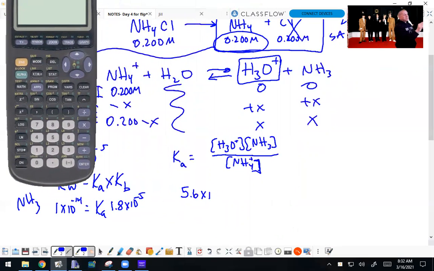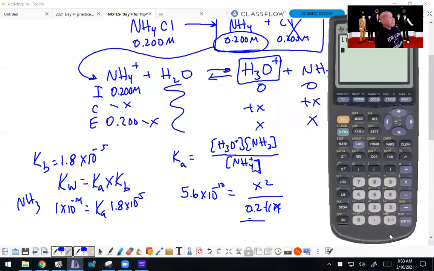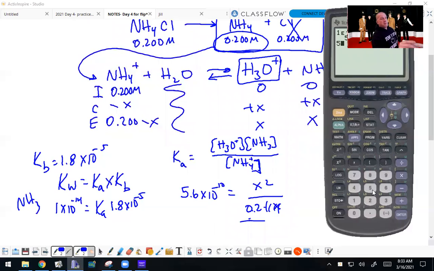So 5.6 times 10 to the minus 10 equals x times x over 0.2 minus x. We're going to ignore the minus x, and that's definitely going to be valid, although we will check the percent ionization just to show it. I mean, it's times 10 to the minus 10 compared to times 10 to the minus 1. So I've been talking about the difference in order of magnitude. So 5.6 times 10 to the minus 10 times 0.2 is equal to x squared. Take the square root.